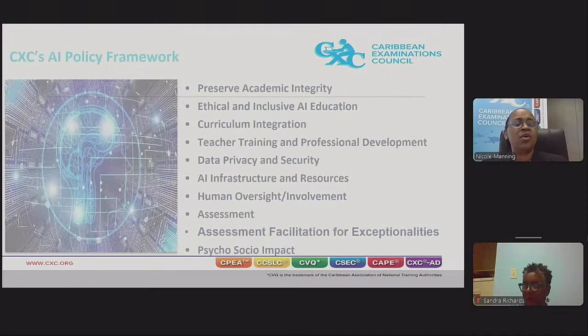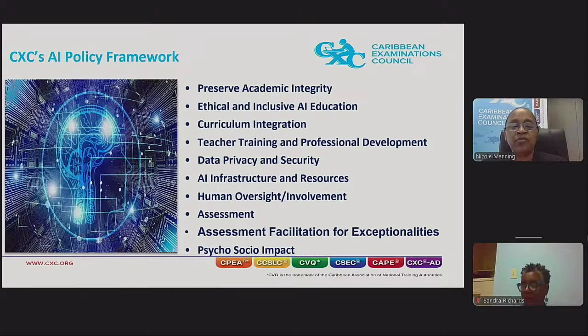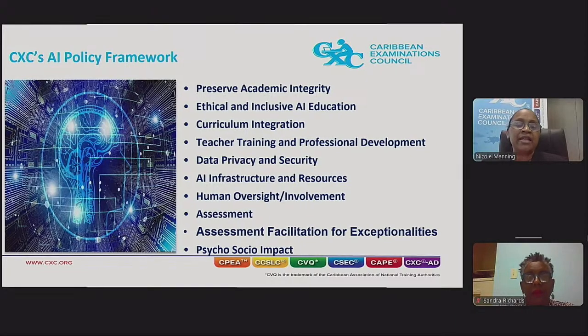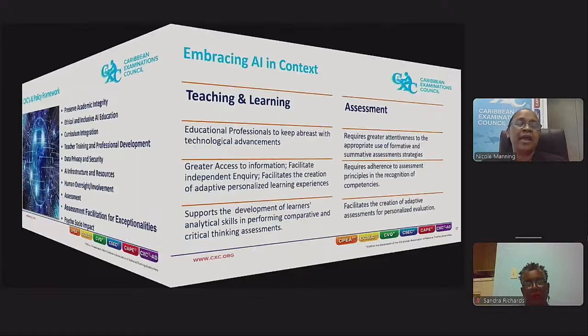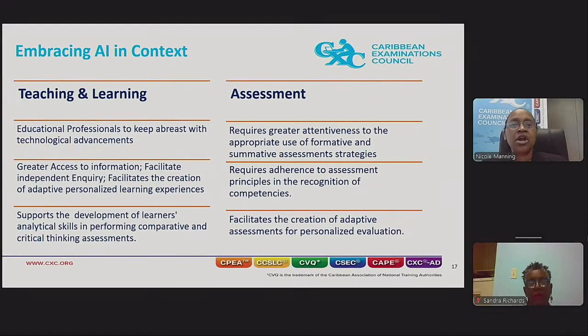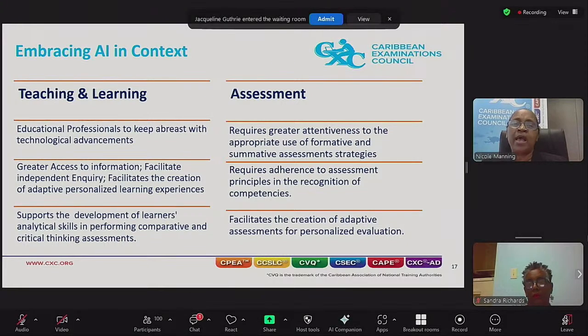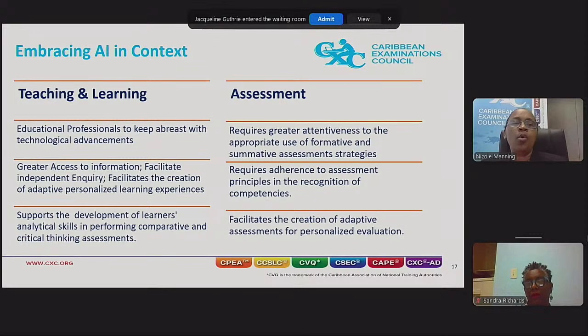CXC has created its own AI policy framework, which will be rolled out this year, as well as to highlight the need to embrace AI in context. Teaching and learning, AI will play, and we are sure that it has already started to play, a very important part in teaching and learning. We are encouraging educational professionals to keep abreast with those technological advancements, but more so to encourage access to information, facilitate independent inquiry, as well as to facilitate the creation of their own adaptive, personalized learning experiences.